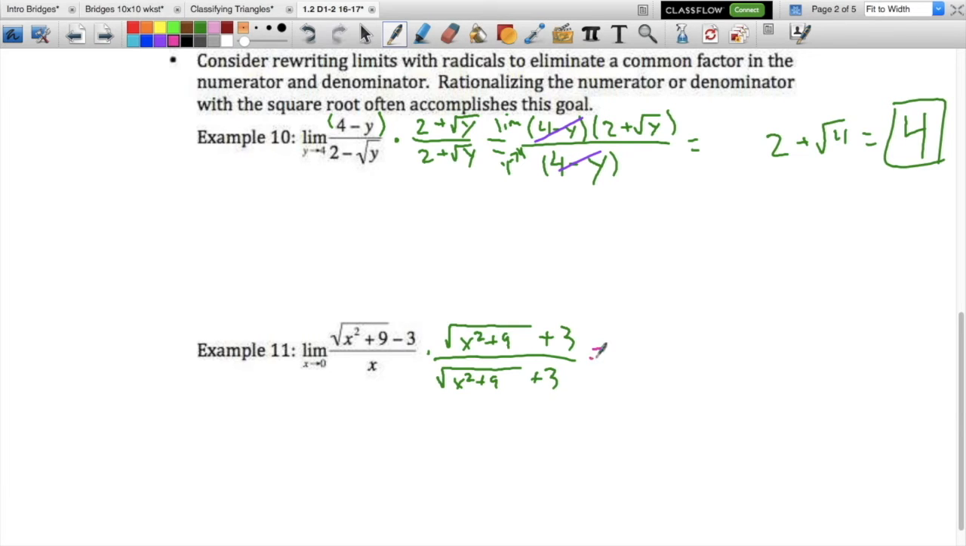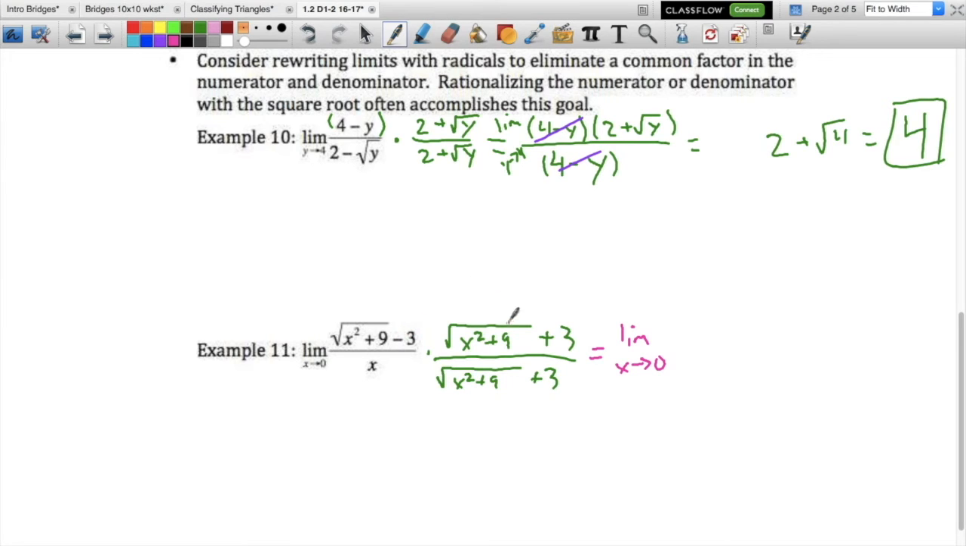Let's see what happens here. Limit as x goes to 0. By the way, I didn't test this one, but if you test, 0 goes in there. Square root of 9 minus 3 is 0. 0 on the bottom, 0 over 0. Okay? Why did I make it plus? Because we want it to be the conjugate. So if this is minus 3, we make this plus 3.